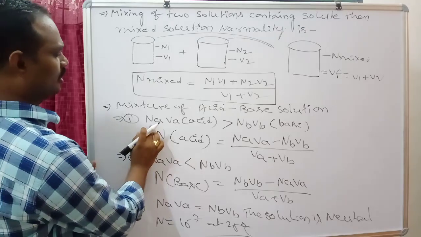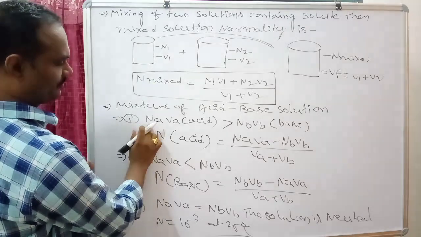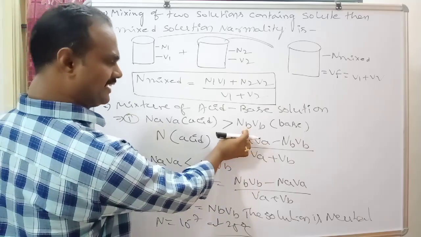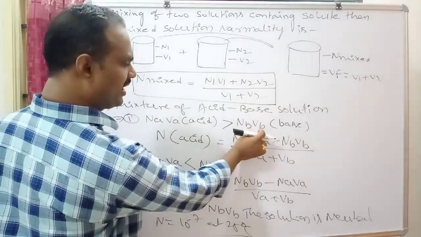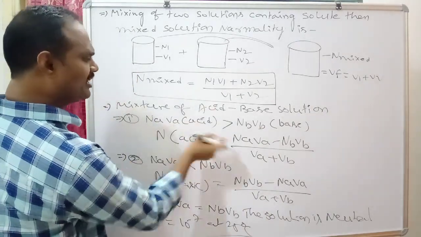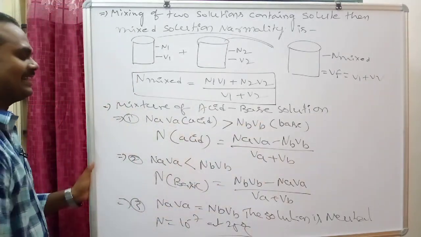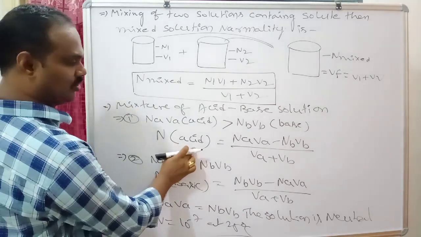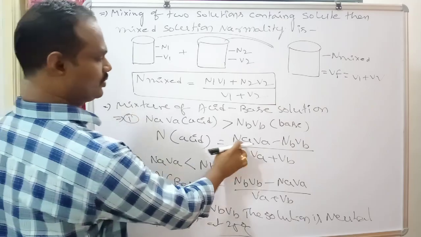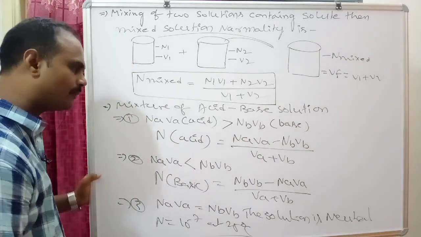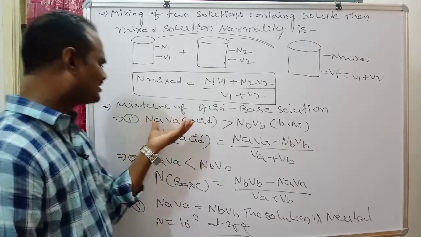Here you see, the acid has normality Na and volume Va, and the base solution has normality Nb and volume Vb. In case 1, if NaVa is greater than NbVb, then the resultant solution is acidic. Therefore, the acid normality is equal to NaVa minus NbVb, whole by Va plus Vb.